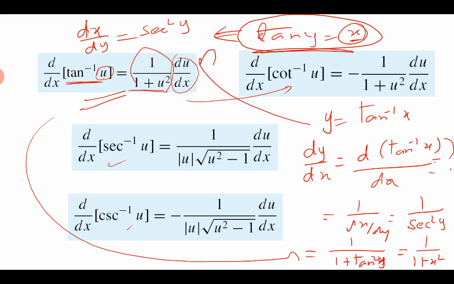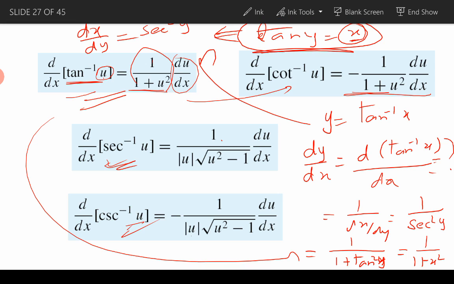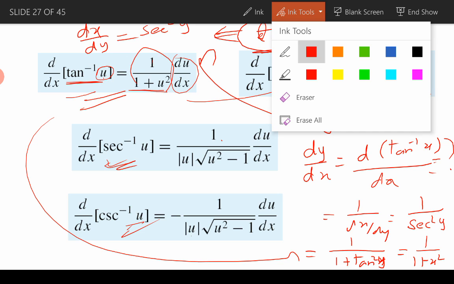We don't need to prove these formulas. We need to use them in the coming problems. So remember, this is for tan inverse. The same with the negative sign for cotangent inverse. If you derive the formula for secant inverse, the same with the negative sign for cosecant inverse. Okay, so that's it. Let's use them in the coming problems.